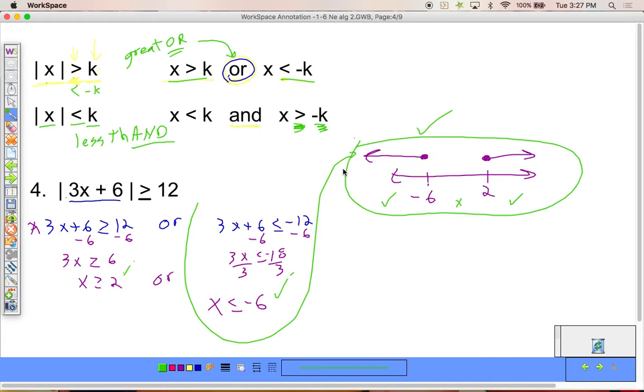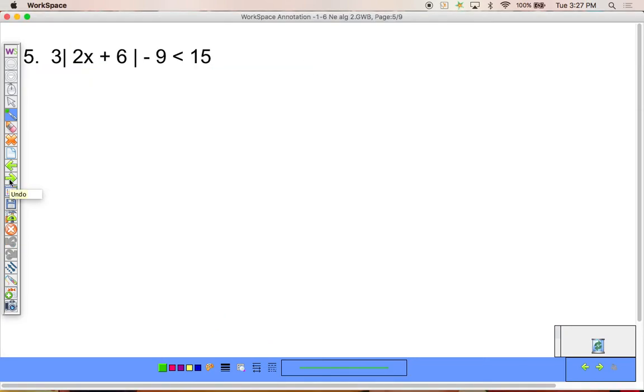So write two inequalities, one with the symbol as it is in the number, the other as you change your symbol and change your sign. All right, so same idea. I'm going to get the absolute value alone.